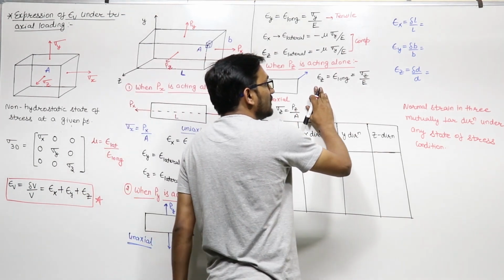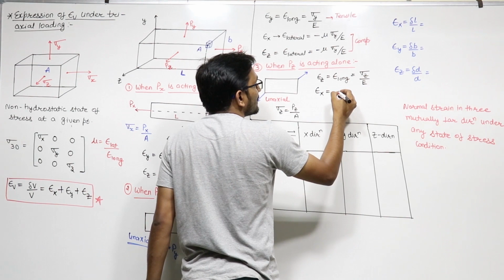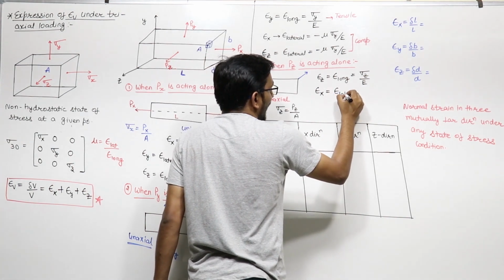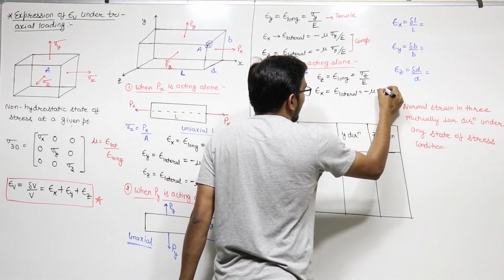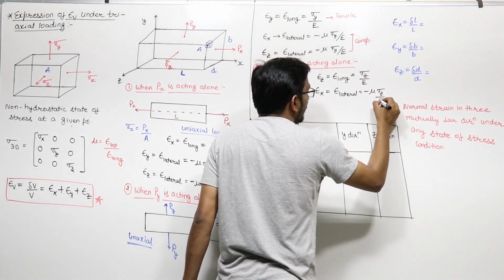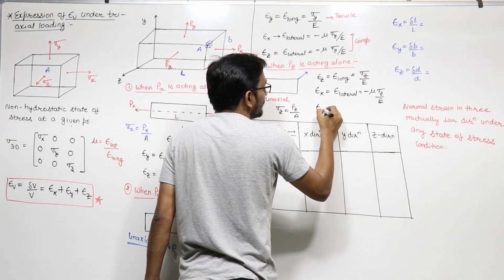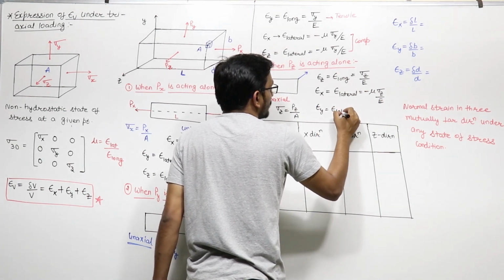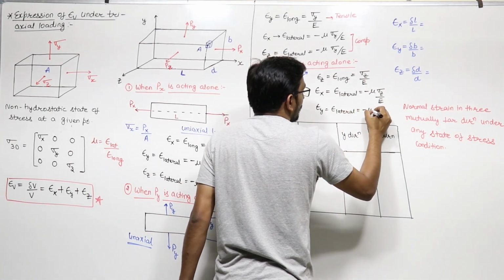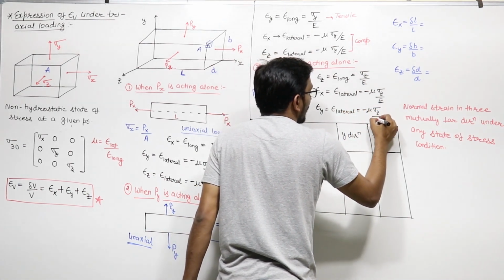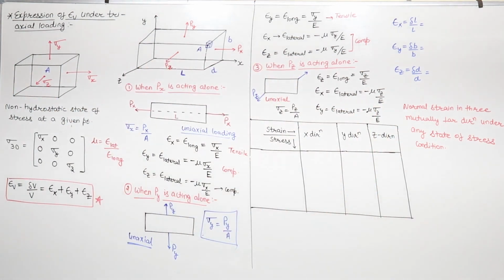If in z direction it is longitudinal, so in x direction it is lateral. In x direction it is lateral, that is equal to minus mu times sigma z upon E. This is positive, so this will be negative. So epsilon y is also lateral, so this is E lateral, that is also equal to minus mu times sigma z upon E.